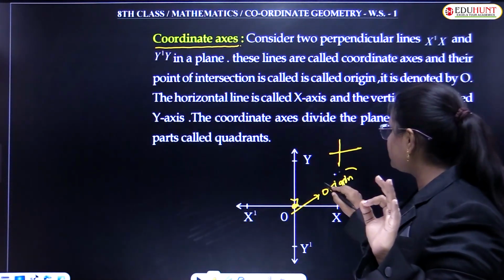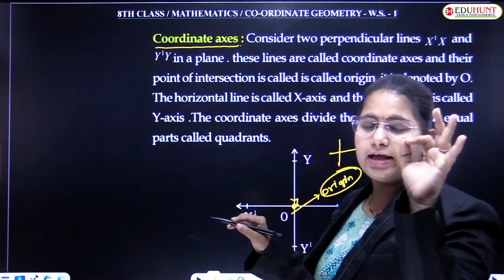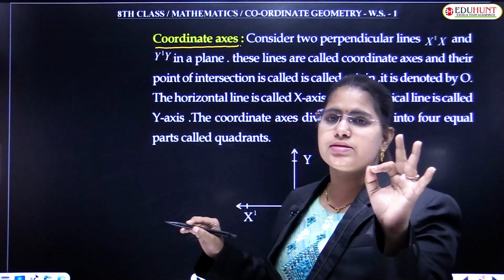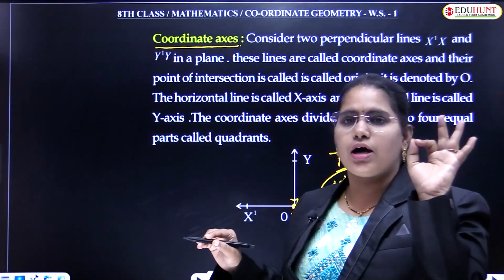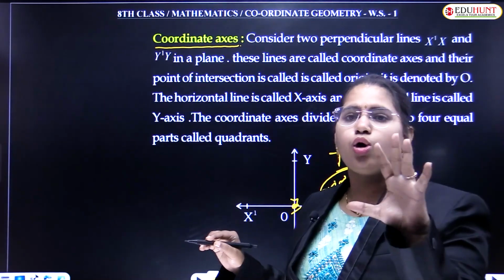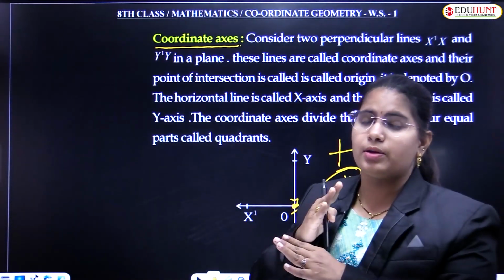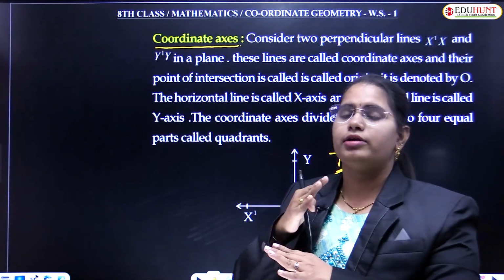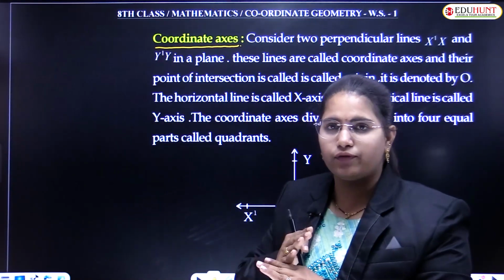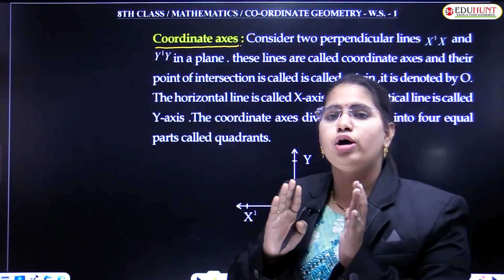How do you define this point? The point where the two perpendicular lines intersect, that particular point is called the origin.